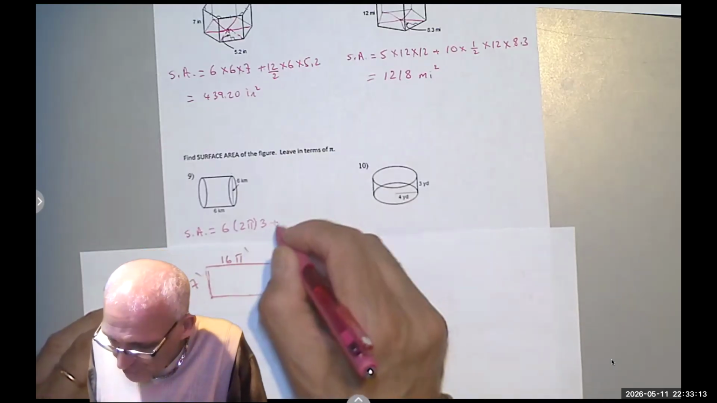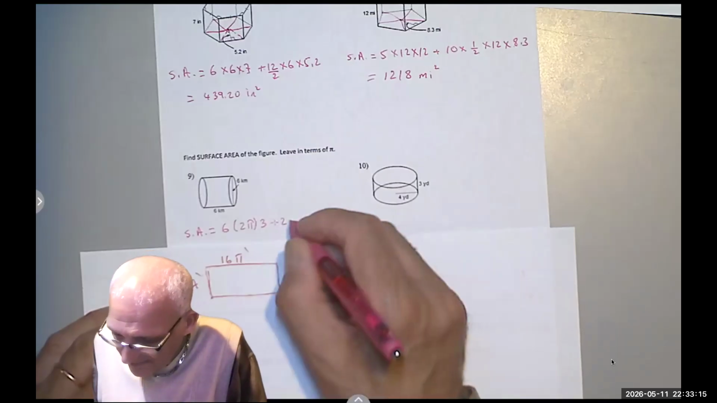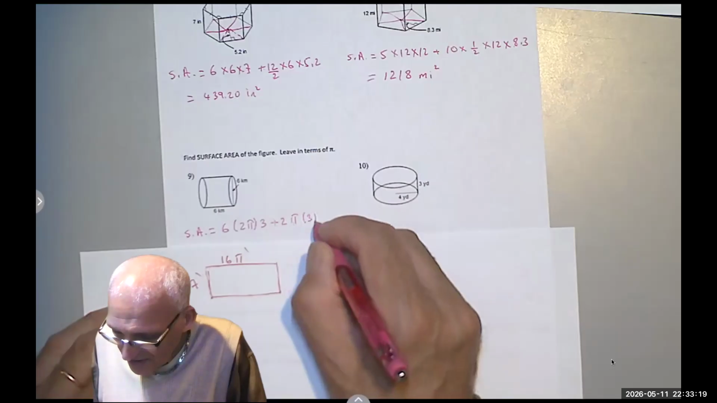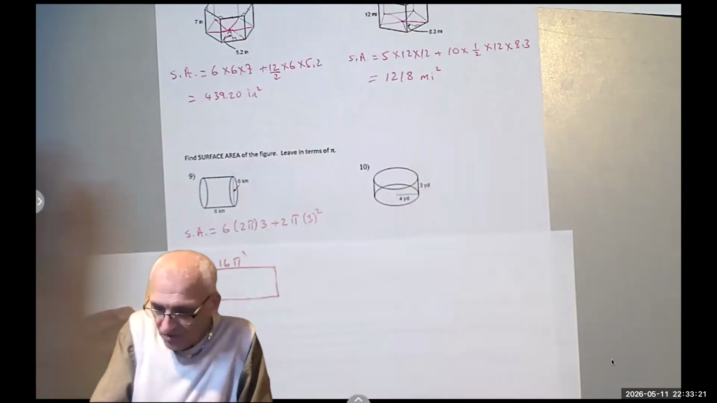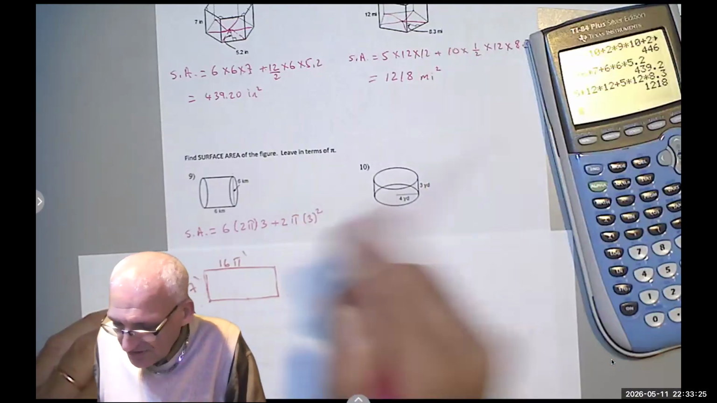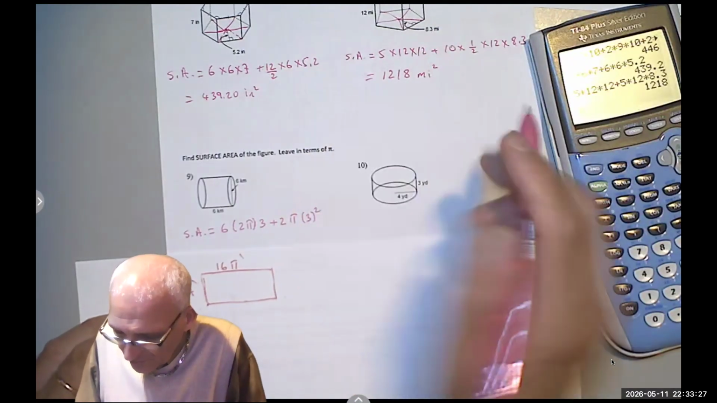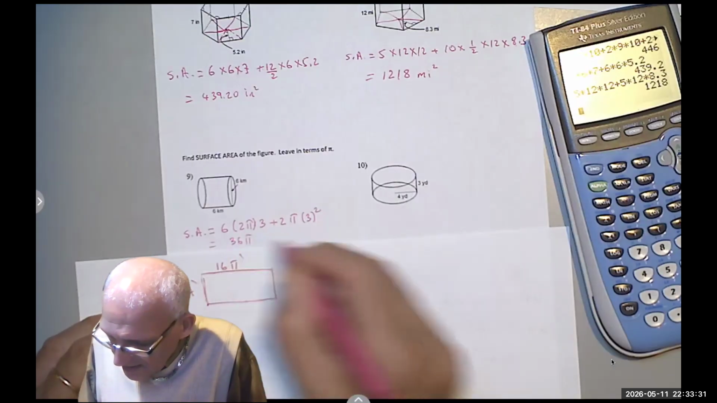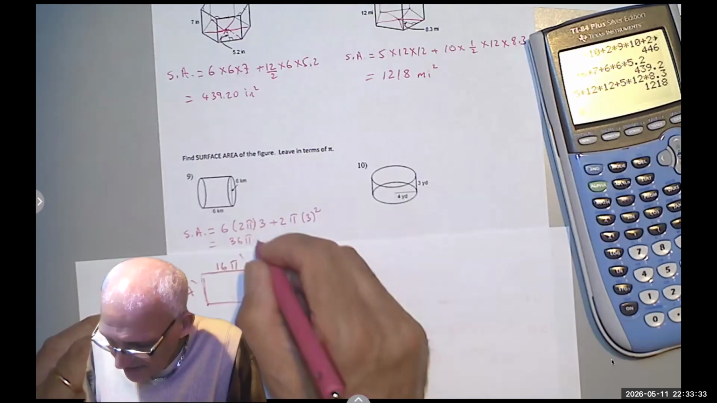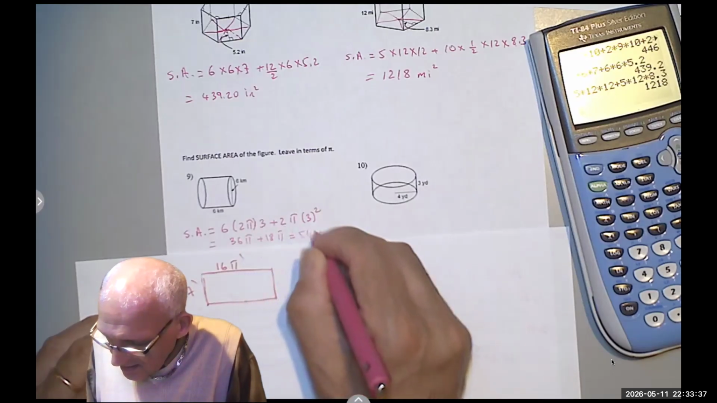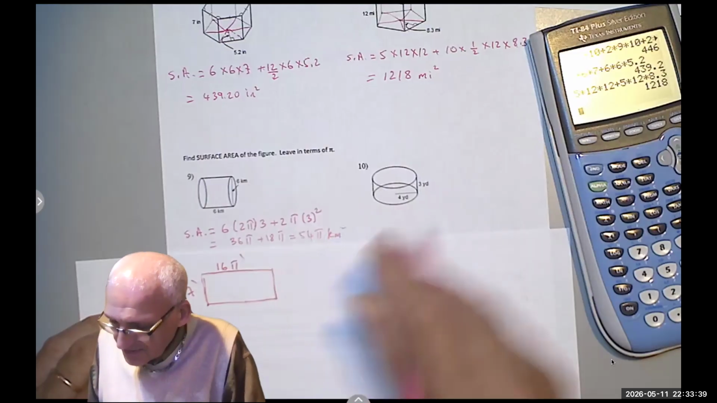And then you have 2 circles. Each one of them has an area of pi r squared, which is 3 squared. So again, they want you to leave it in terms of pi, so we don't need to substitute for pi. So here I get 36 pi, and 9 times 2 is 18 pi, so it's 54 pi square kilometers.